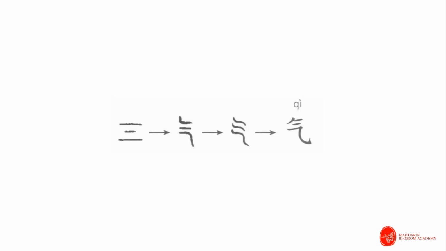The next character is 气. This was the original form, but don't confuse it with number 3. It referred to the air which has no shape or size, and it can spread freely. So 气 means air. Now you can trace it or write it down.